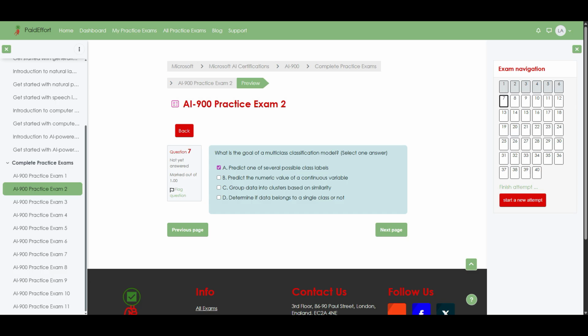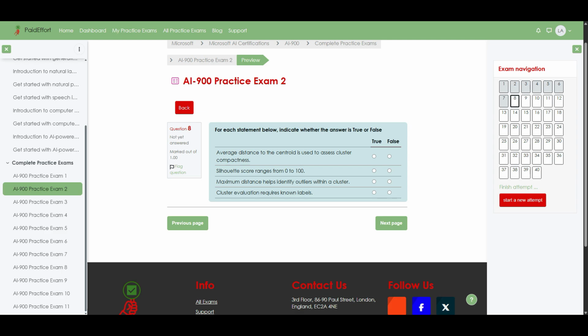Instead, it finds natural groupings in the data based on similarity. Lastly, option D refers to binary classification. That's where you're just trying to decide between two outcomes, like yes or no, spam or not spam, not among multiple categories. So if your model needs to pick from multiple defined classes, multi-class classification is the tool for the job.